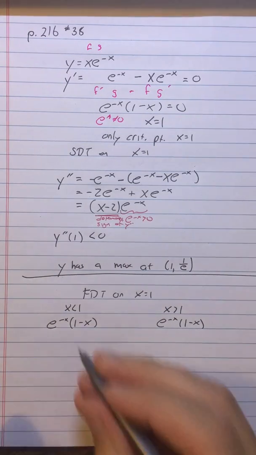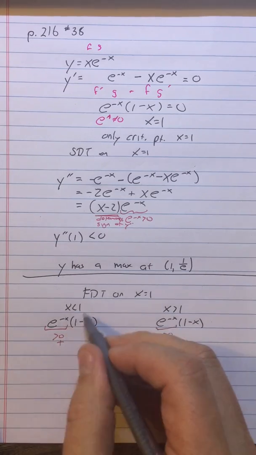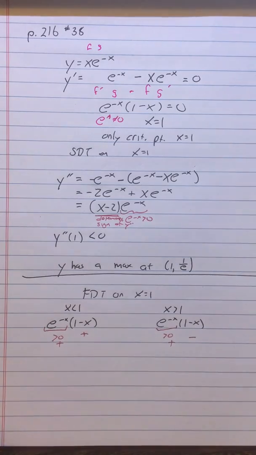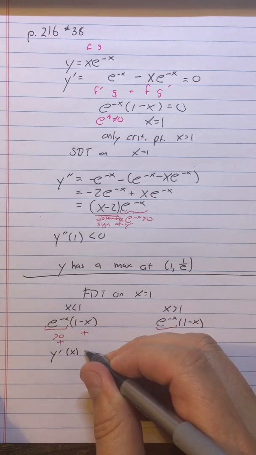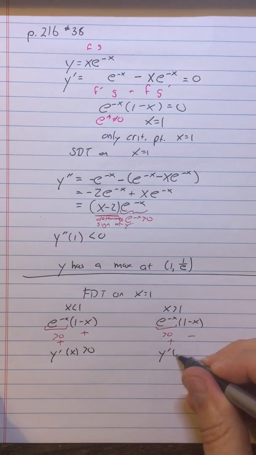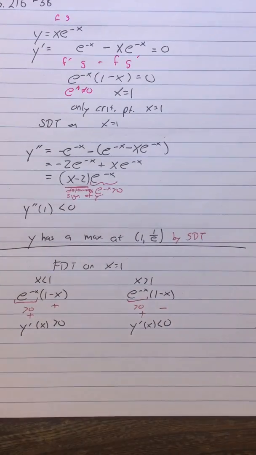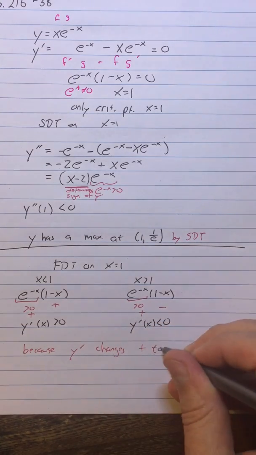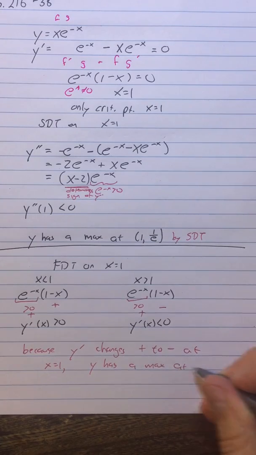I'm taking advantage throughout this whole thing that e to the negative x is greater than 0. So that's positive, right? Then when x is less than 1, this term is positive. When x is greater than 1, this term is negative. So when x is less than 1, y prime of x is positive, and here y prime of x is negative. Up here, by the way, my justification was by the second derivative test, which I forgot to mention. Down here, we're going to say that because y prime changes from positive to negative at x equals 1, y has a max at 1 over e.